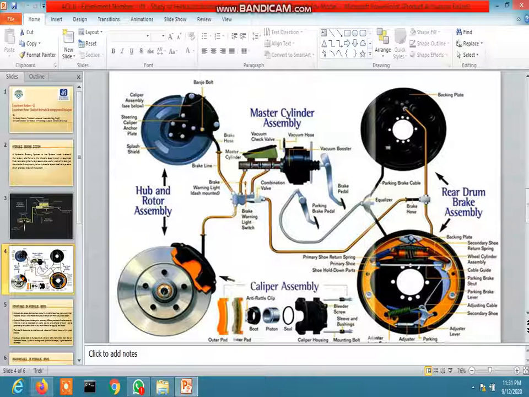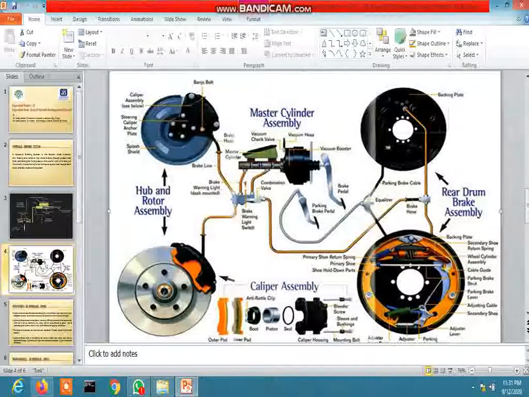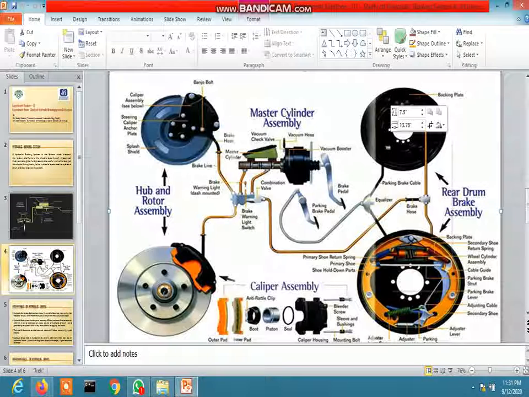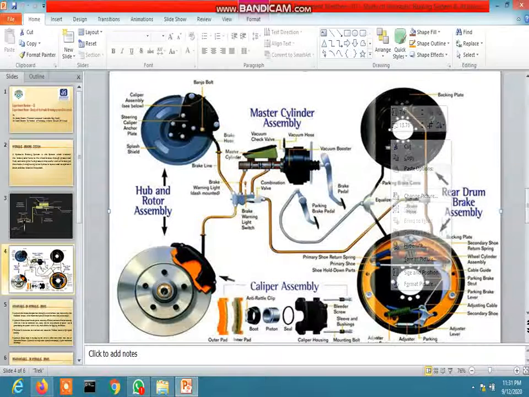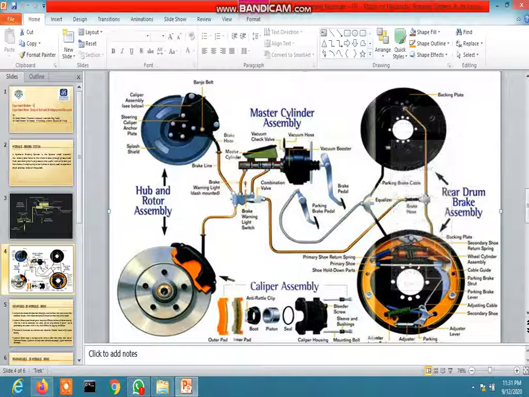Now the function of the hydraulic brake system. Basically, the hydraulic brake system consists of brakes at each of the 4 wheels of the vehicle. The system also consists of one master cylinder, which is connected to the wheel cylinders by steel tube.